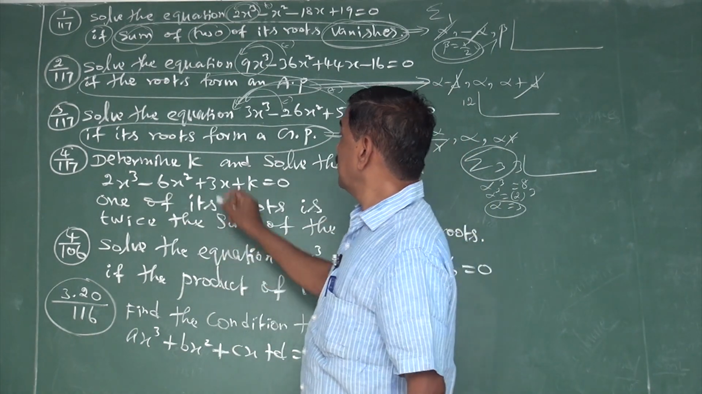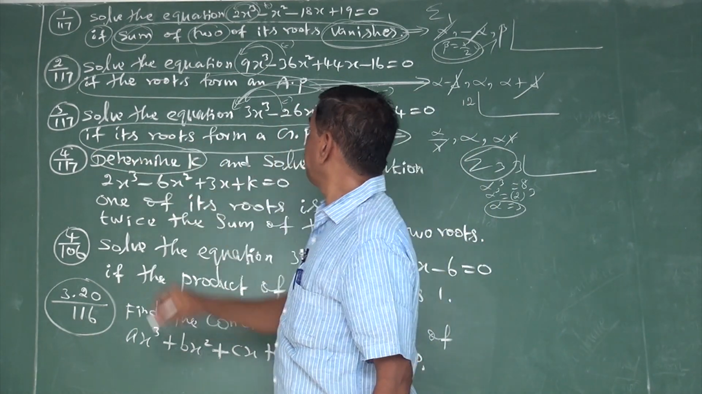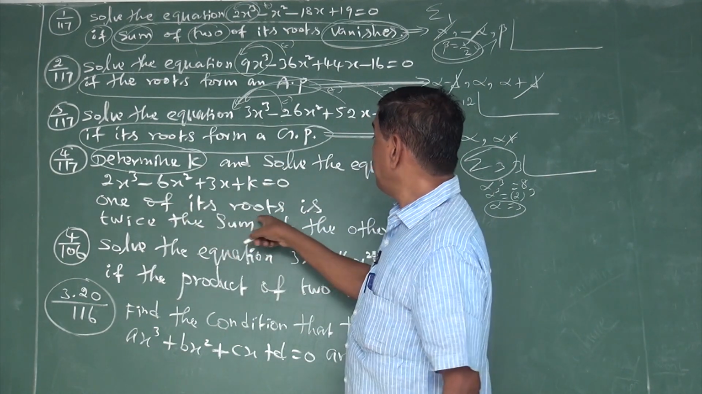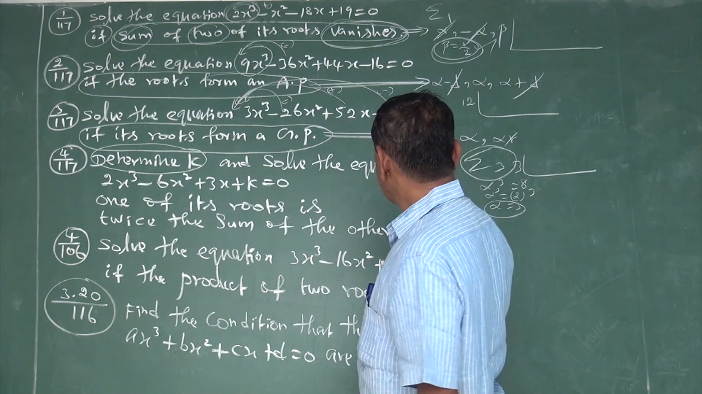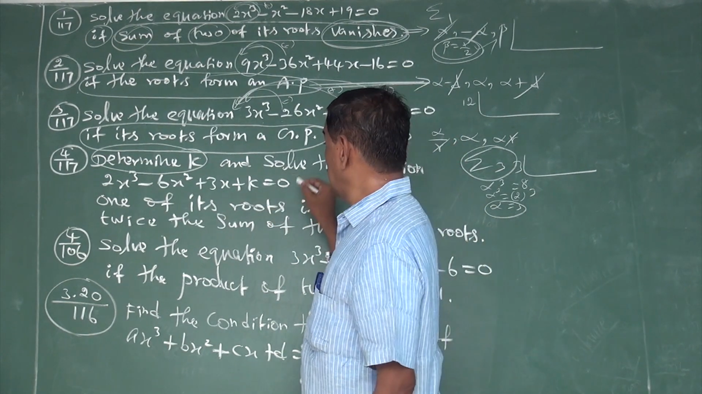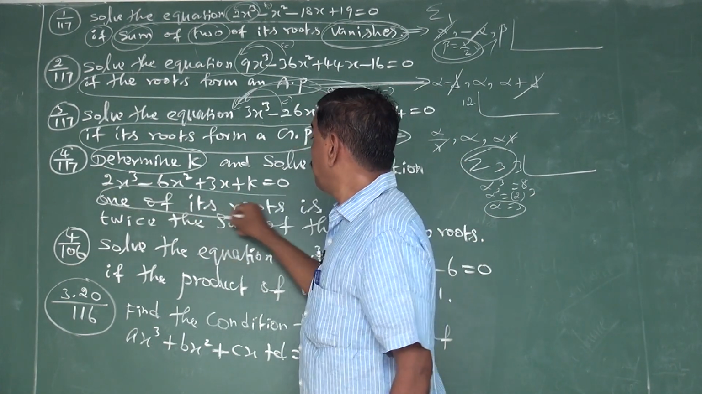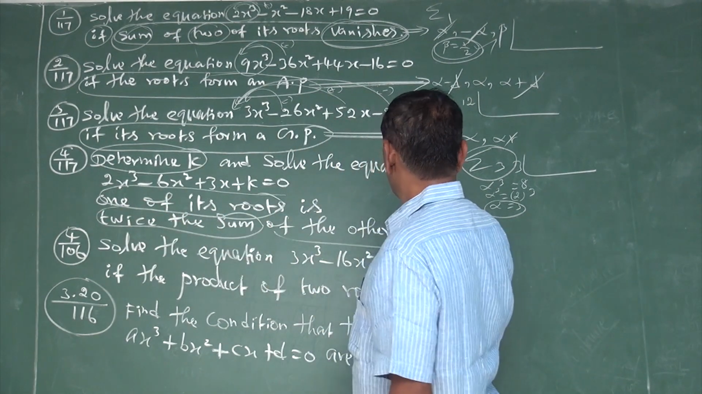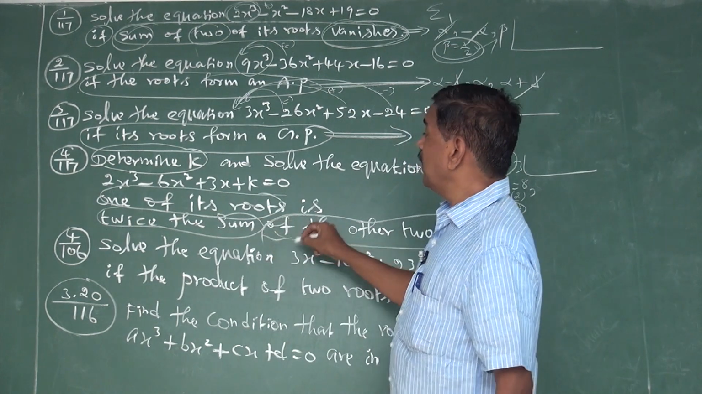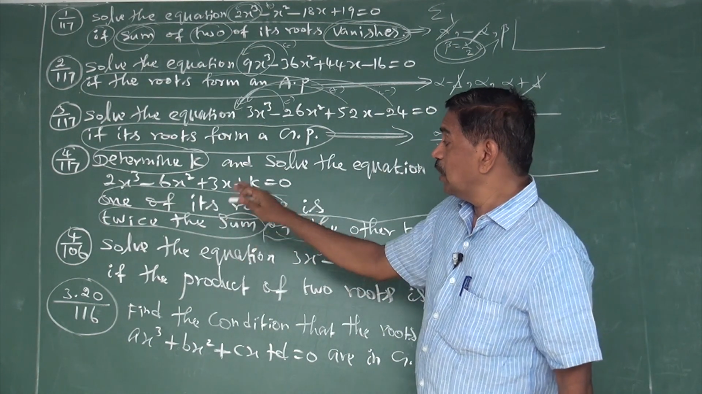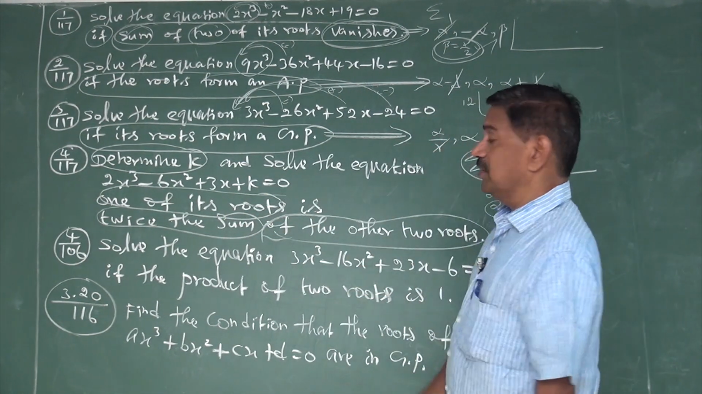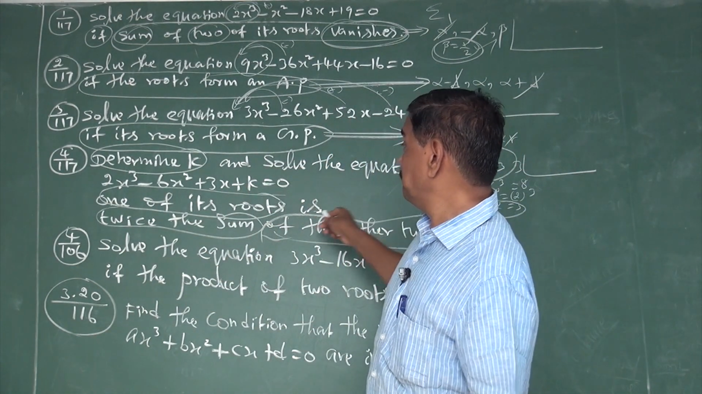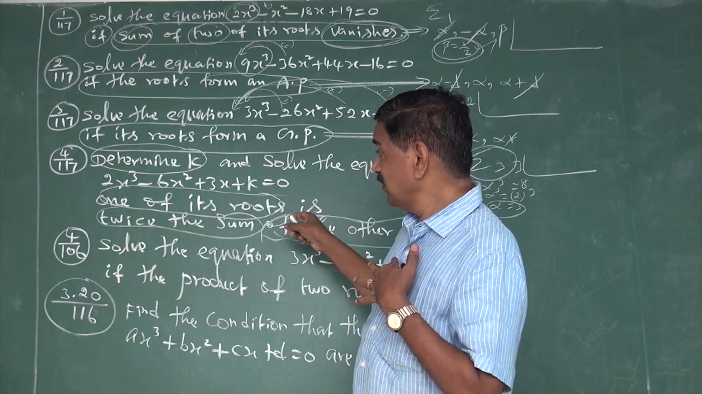Come to the fourth question. Determine k and solve the cubic equation. One of its roots is twice the sum of the other two. Listen to the condition. One of its roots is twice the sum of the other 2 roots. Here one of the roots is twice the sum of the other 2 roots. Okay, anyone? How to make the technique? Any one of you?